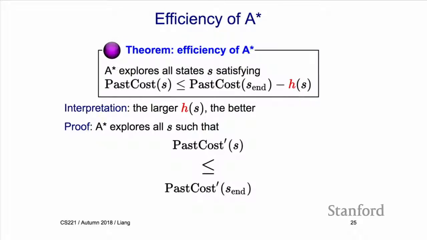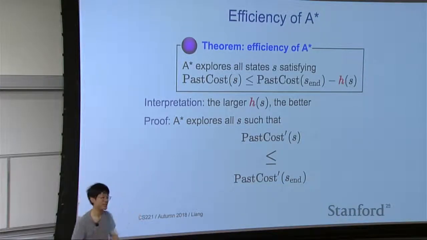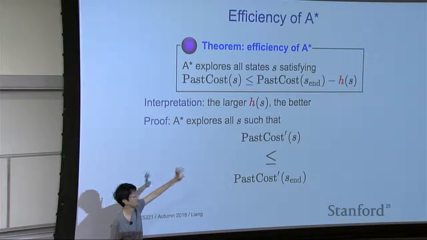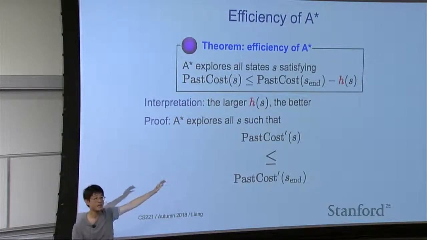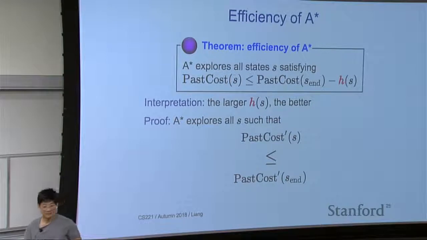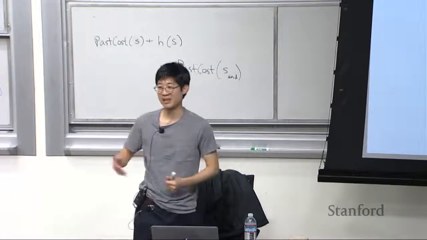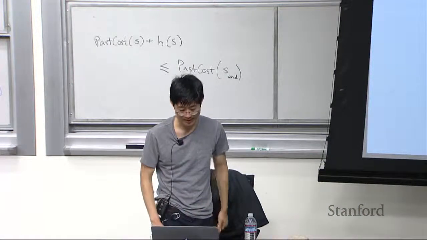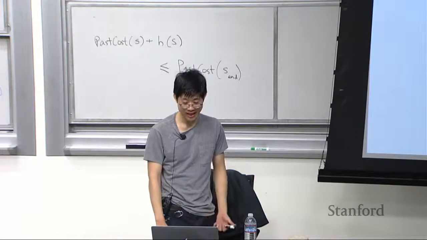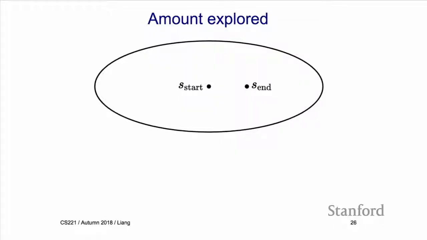So the interpretation is that you want to explore as few states as possible, right? So you want the right-hand side to be as small as possible to limit how many states you explore. And to make the right-hand side small, you want h of s to be as big as possible. So the bigger the h, the better. And what does a big h mean? It means that h is pessimistic. It thinks that there's a lot of cost left to go. That's what a good heuristic is. But at the same time, I'll get to that in a second.